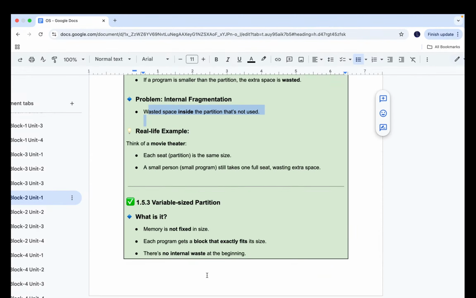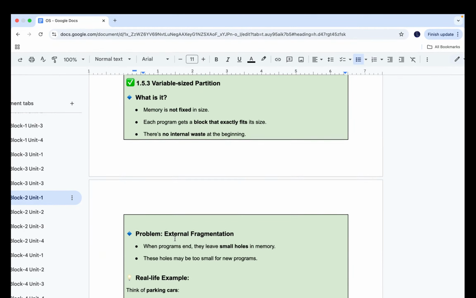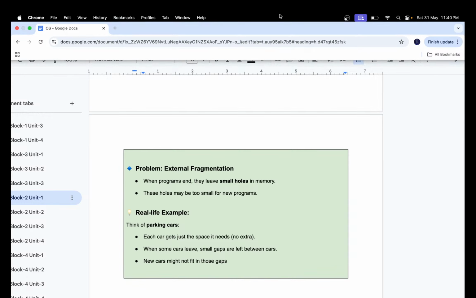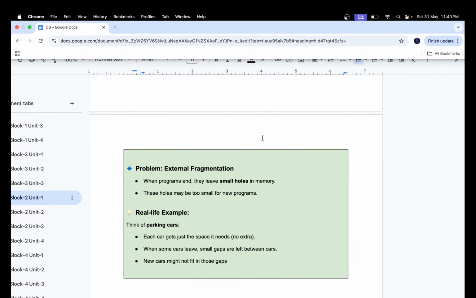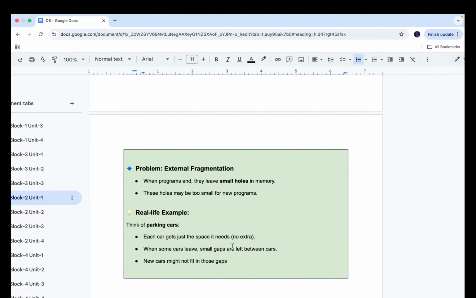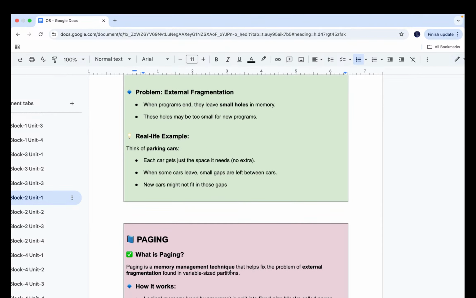Okay. Variable size partition. Memory is not fixed in size. Each program gets a block that exactly fits its size. There is no internal waste in the beginning. Each car gets just the space it needs. When some cars leave, gaps are left between the cars. New cars might not fit in those gaps. Done.